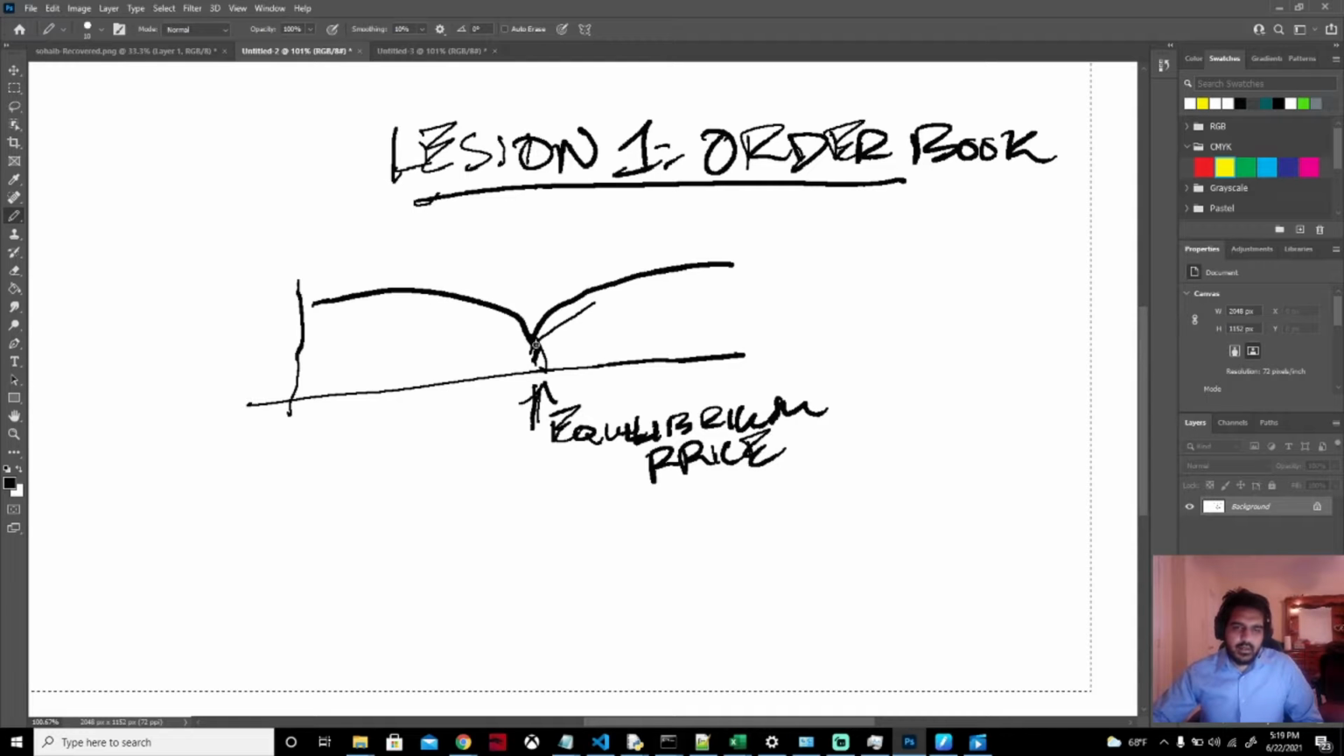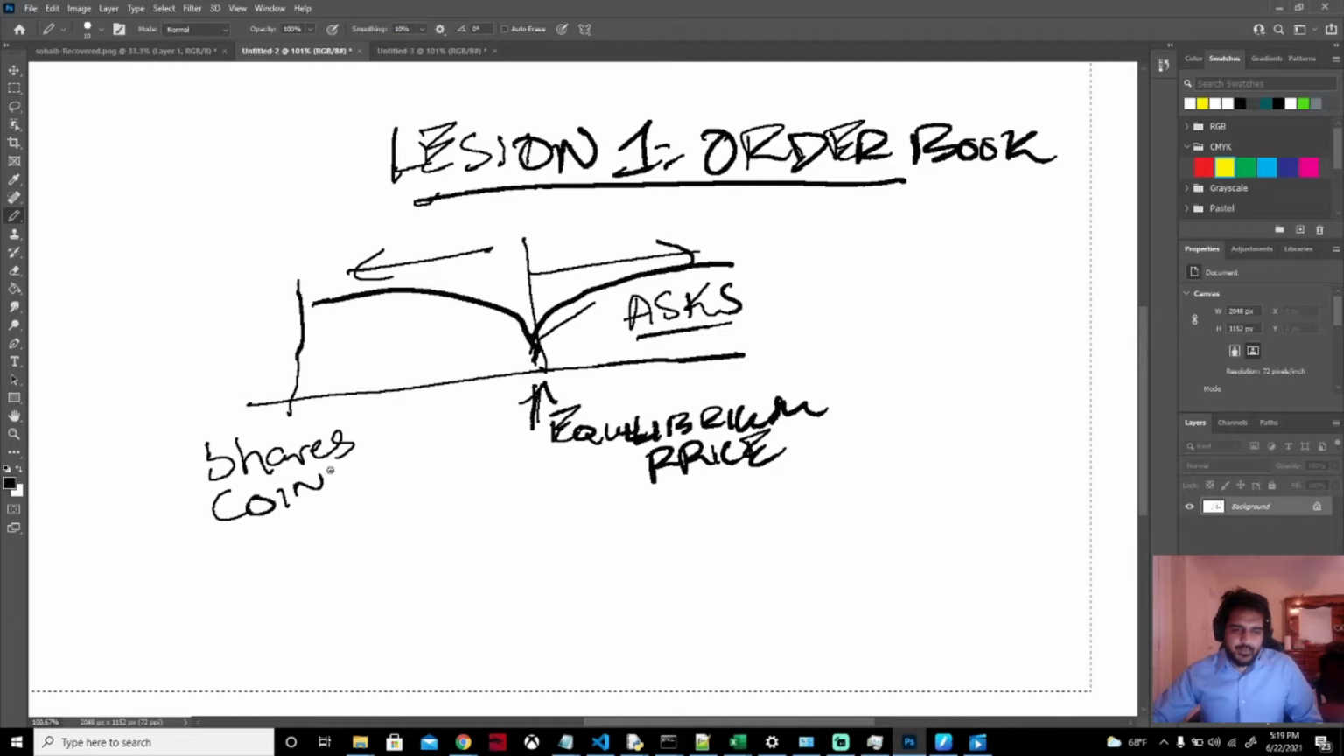Here on this half of the graph you have something called asks. That's people selling shares or crypto or forex contracts. It could be one of many different asset classes. Let me write them all down. Could be shares, coins, or contracts.